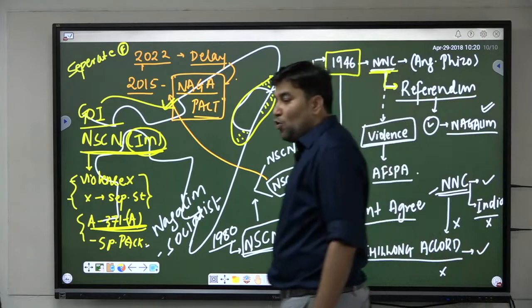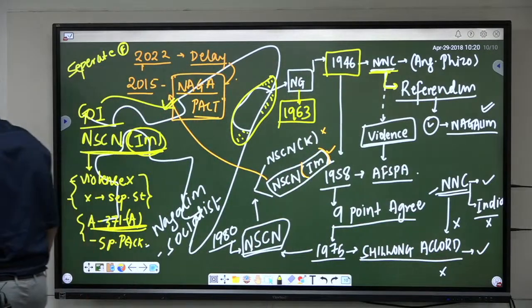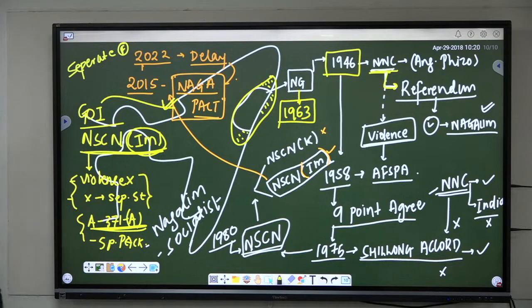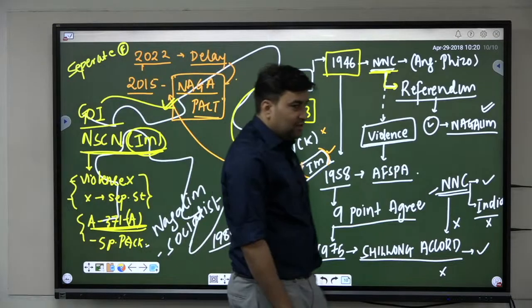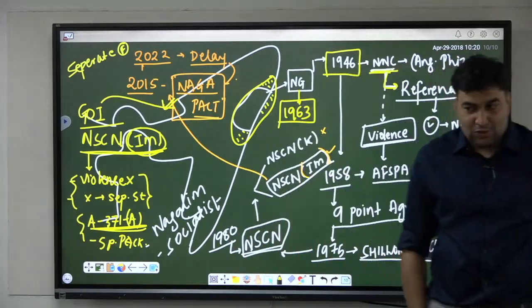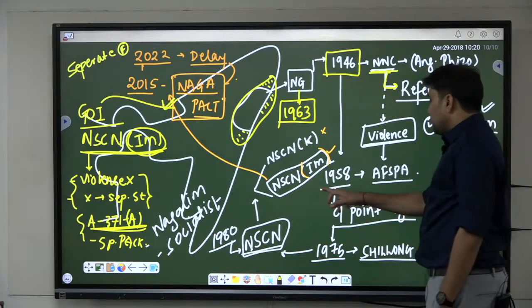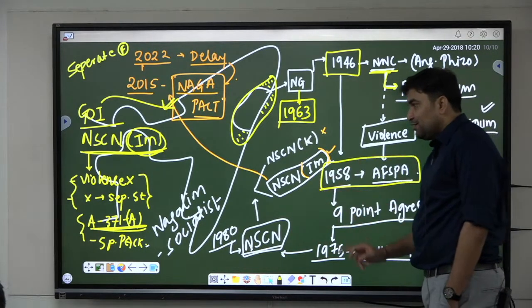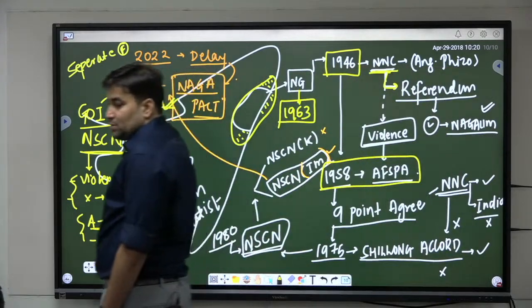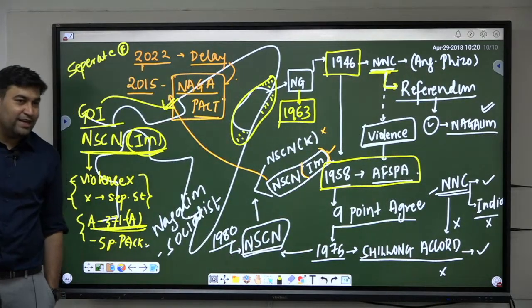Next point, violence spread like fire in complete northeast India with respect to insurgency. To contain it, what did we do? The Armed Forces Special Powers Act (AFSPA) was promulgated in 1958.